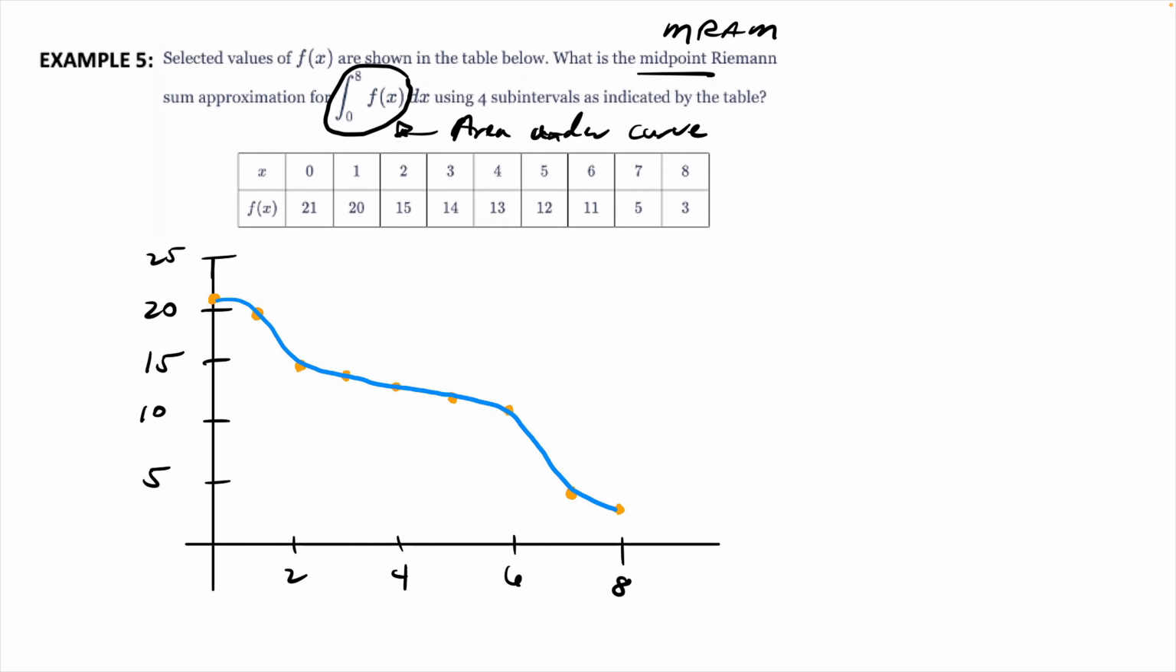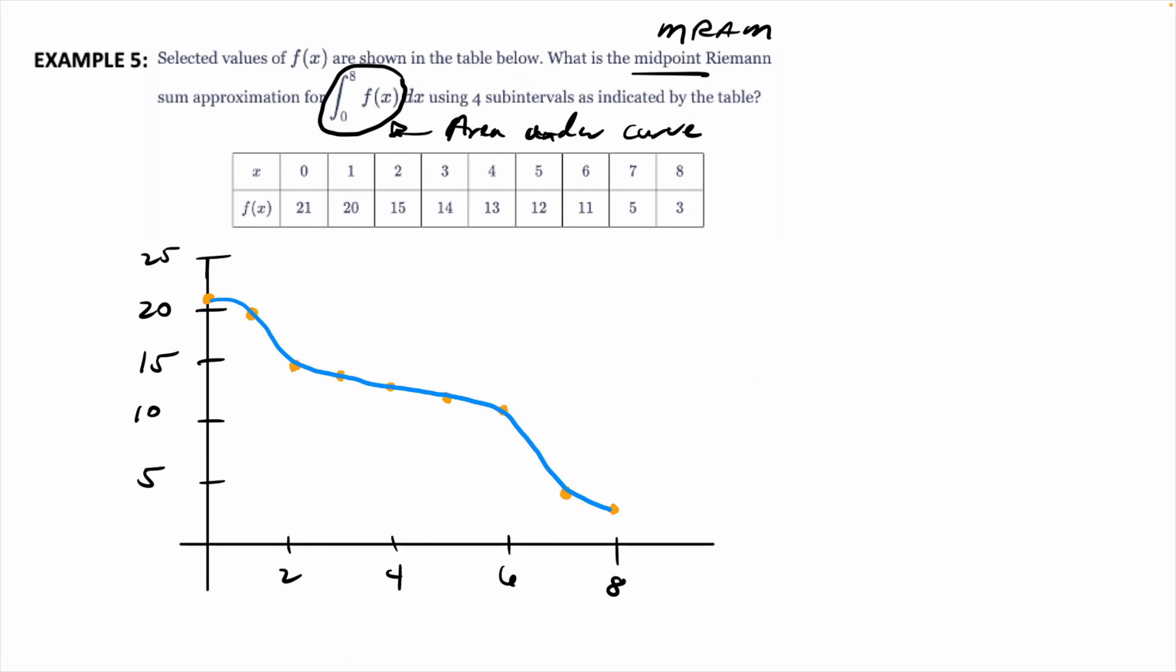So we're not going to have time to finish this, but we'll do it tomorrow. So what we need to do now is create 4 rectangles to fill that using MRAM. 4 rectangles. So how wide would our rectangles be? 2. So we're going to widths of 2. Okay, we'll pick up this one tomorrow. It won't take us that long to finish. So tomorrow I'm going to give you the rest of the time to do the assignment in class.